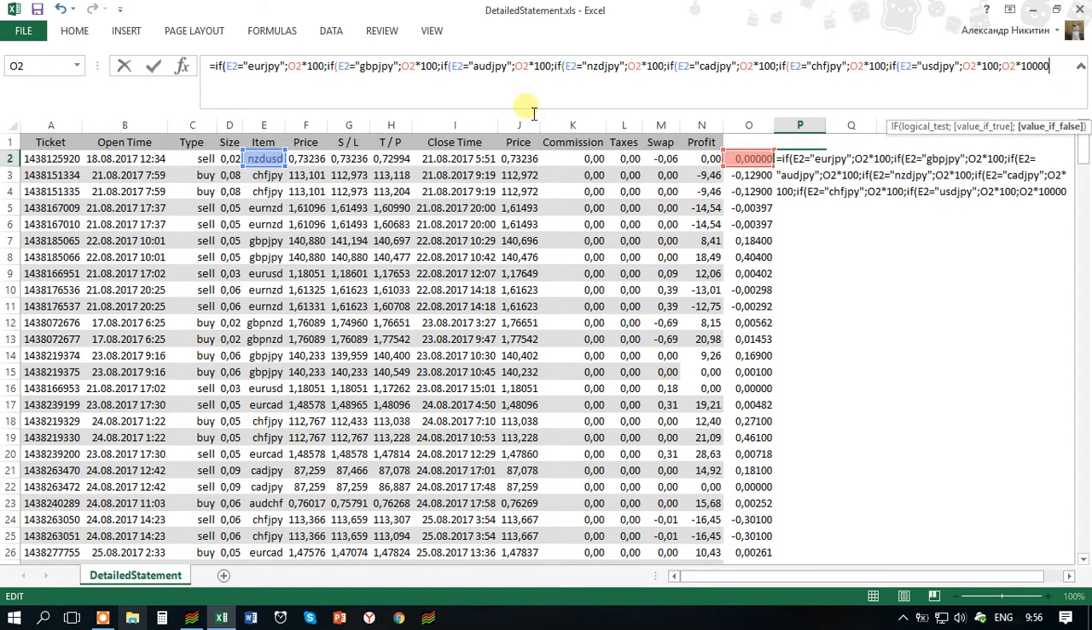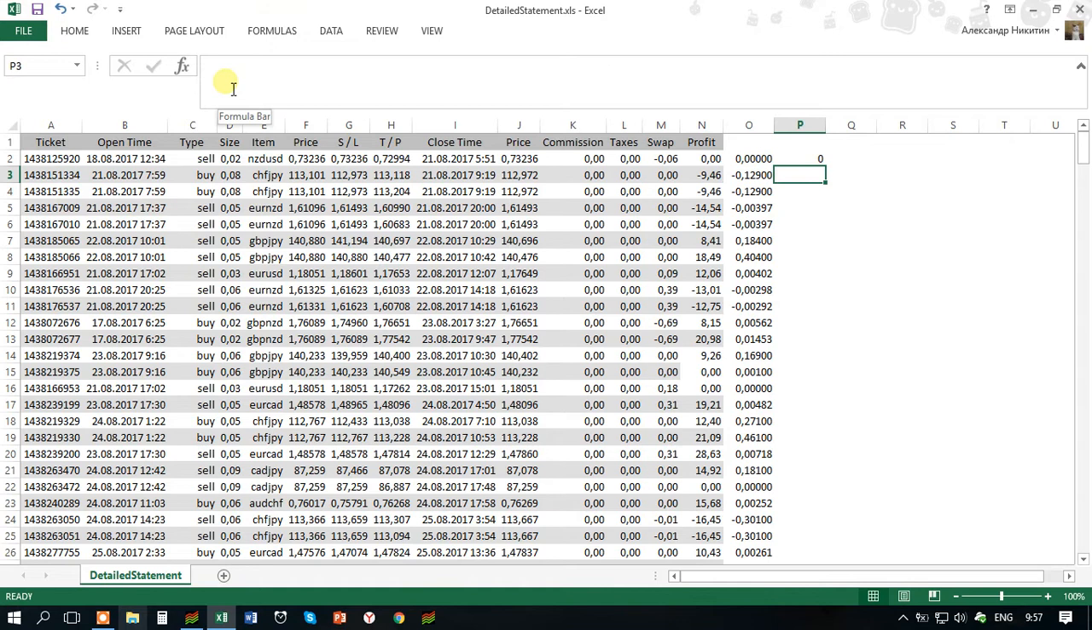And now let's close all those brackets that we opened. 1, 2, 3, 4, 5, 6, 7. So we opened 7 left brackets. You can see 7 left brackets. So we closed 7 brackets as well.